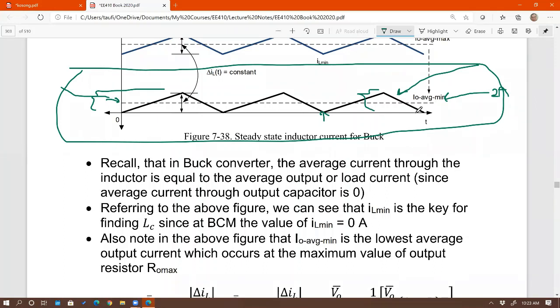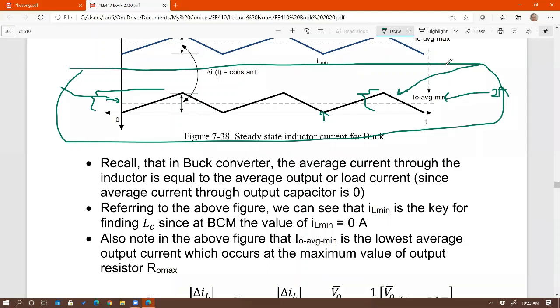Is it just 2 times the average? Yes, we discussed that earlier. That's what's special about BCM. It's always the case that the I out average minimum times 2 is your delta IL. Okay, you got to be careful, I need to correct that a little bit. That's only true if it's BCM.